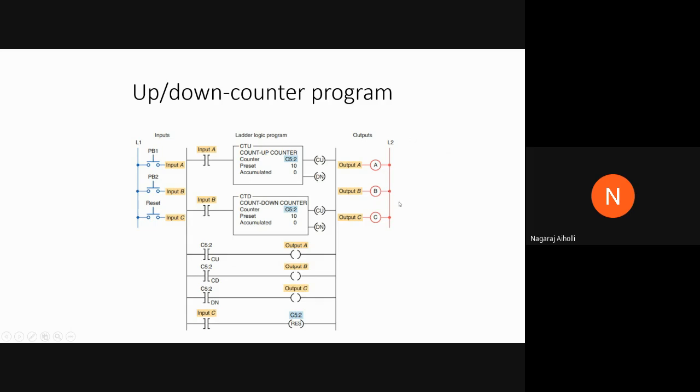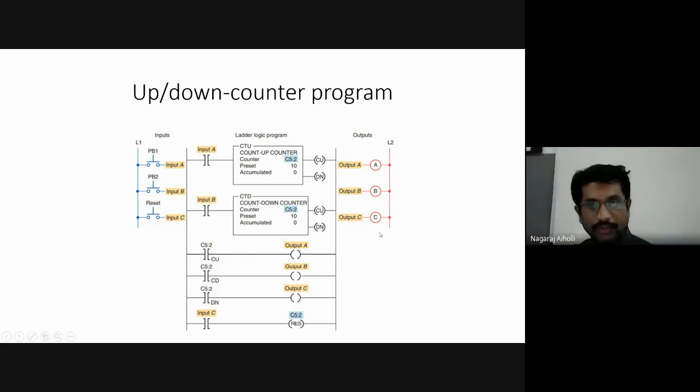So motor B will start when this rung becomes true, and when this rung's C5:2 done bit is true. When both the up counter and the down counter accumulated values reach the preset value, the done bit will be high, and then output C will be energized. Because this is energized, motor C is turning on.